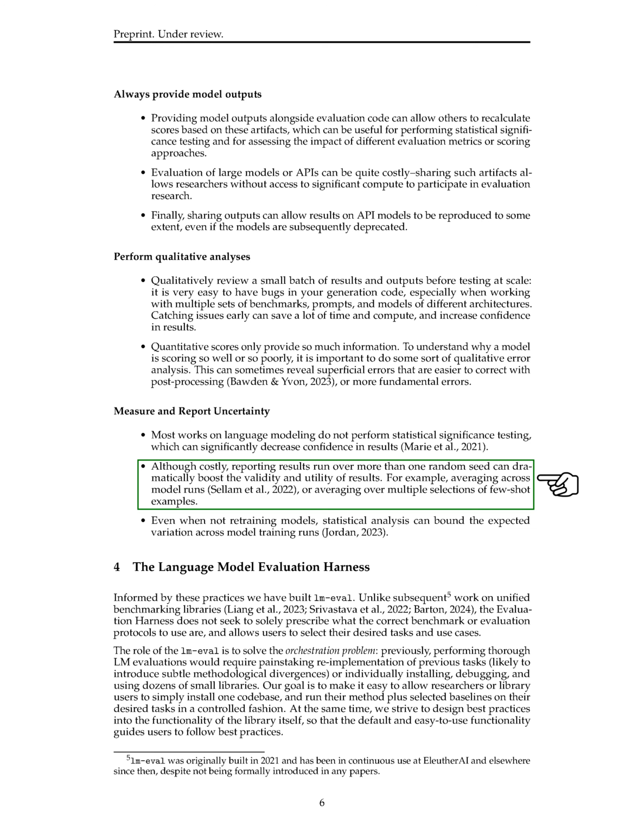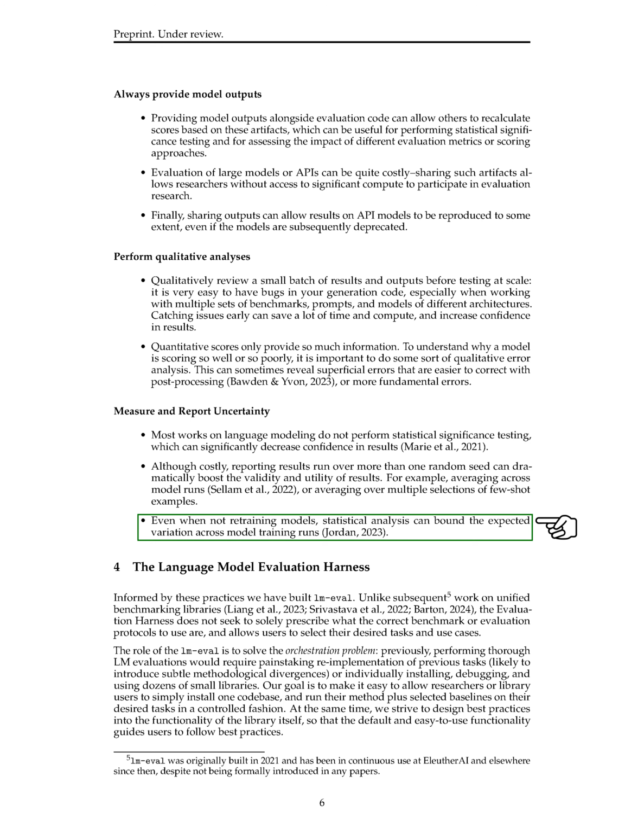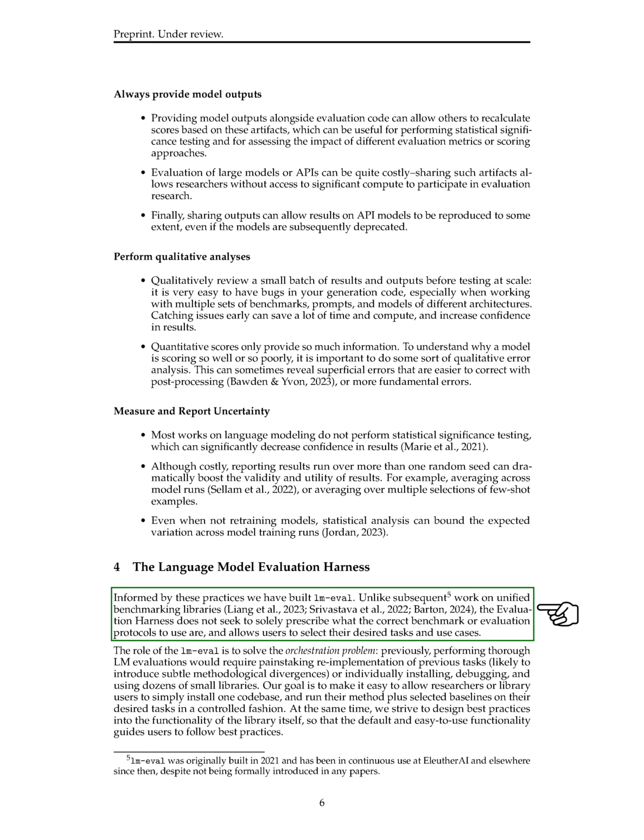Reporting results from multiple random seeds can enhance result validity. Statistical analysis, such as averaging model runs or few-shot examples, can help estimate the expected variation across different model training runs. Our language model evaluation tool, lm-eval, is designed to simplify the evaluation process by allowing users to select tasks and use cases according to their preferences.